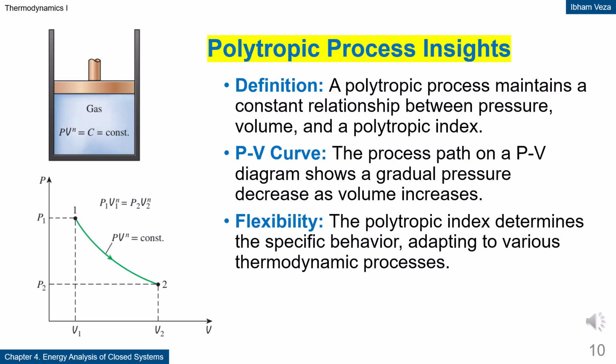Polytropic process insights. A polytropic process follows a general relationship between pressure and volume with a certain index. The value of this index determines the shape of the process path on the PV diagram. By choosing different index values, many thermodynamic processes can be modeled. This process is very flexible and is often used in engineering analysis. Many real processes can be approximated using this polytropic model.